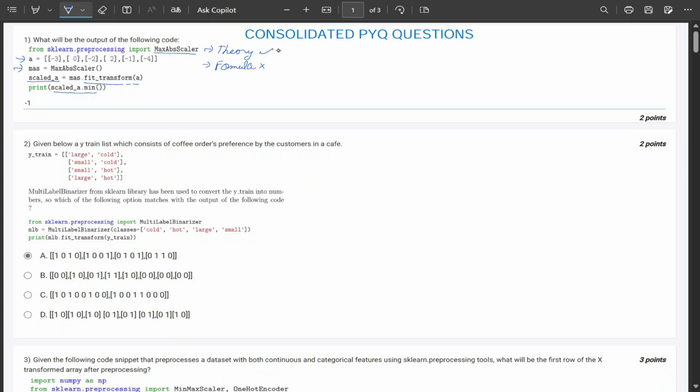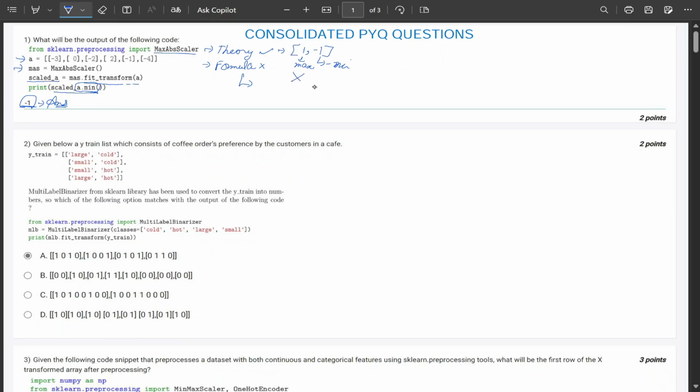Anyways, the theory is: MaxAbsScaler scales your data within 1 and -1. So the maximum will be your 1 and the minimum will be your -1. Okay, so with this, the minimum is -1, as you can see, right? This is your answer.